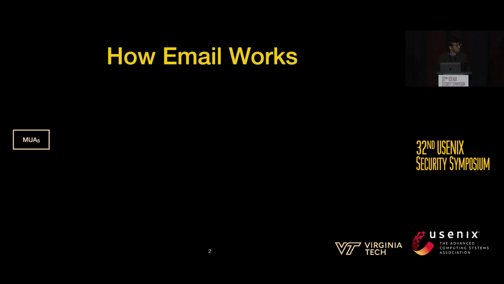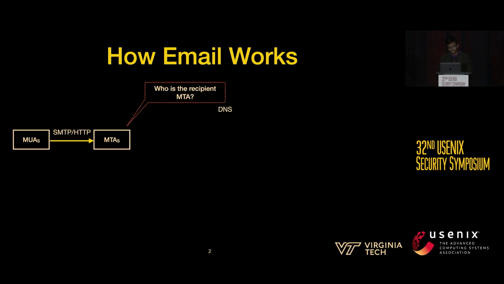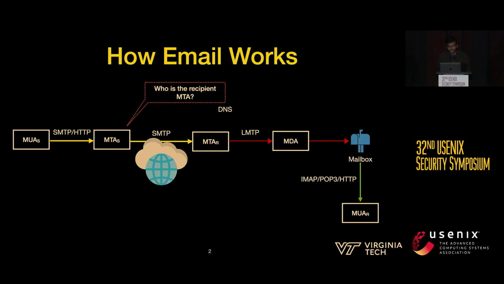This paper is about email security, so let's first start from the very basics and see how email works. When you want to send an email, you go to your mail user agent, compose your email, and then hit send. Your MUA sends the email to your sending mail transfer agent via SMTP or HTTP. Your MTA then finds out the recipient MTA's address using DNS from the to header, and sends the email to that MTA using SMTP again over the internet. Finally, your recipient MTA delivers the email to the recipient's mailbox using a mail delivery agent.